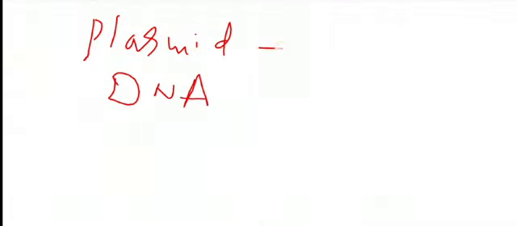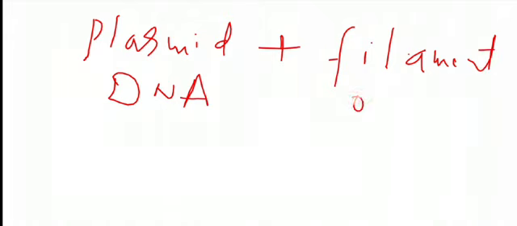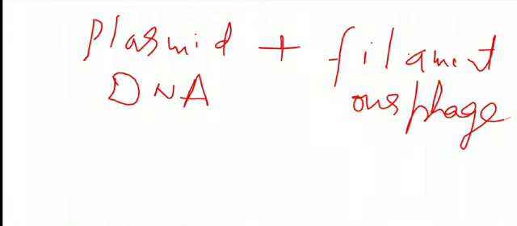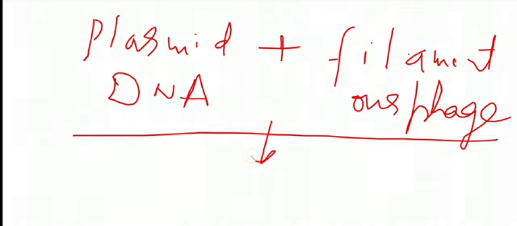These Phagemid vectors are actually DNA-based cloning vectors. They have the plasmid DNA, and they also contain a small segment of the genome of a filamentous phage. So they have the genome of the filamentous phage. This comprises the Phagemid vectors.